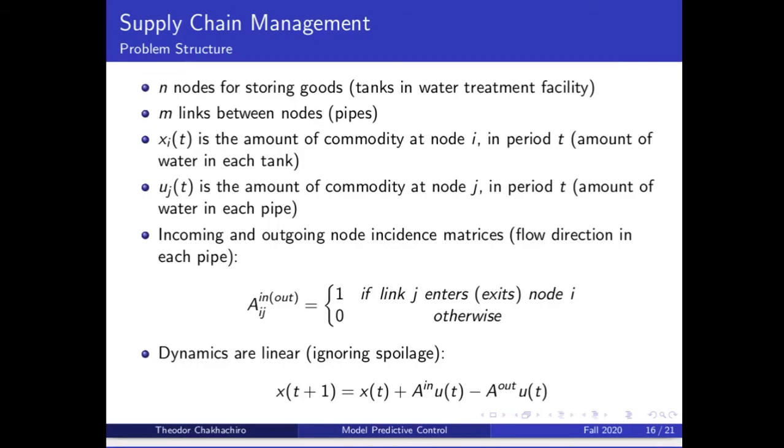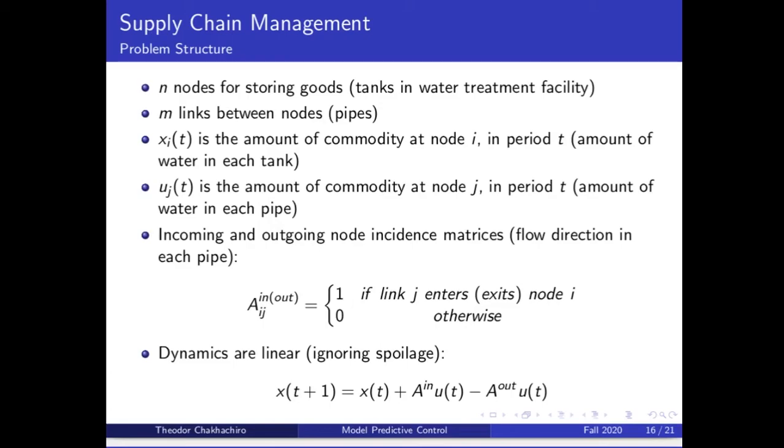In supply chain management, this is an interesting example where we can see the really good use of MPC. For example, I'm going to be taking the water treatment facility to be more precise on the terminology of these equations. First of all, let's assume we have n nodes for storing goods, which means that we have n tanks in our water treatment facility. The m links between nodes are pipes, so we have m pipes relating each tank, for example, with another tank or the exterior. x_i(t) is the amount of commodity at node i, which can be denoted as the amount of water in tank i, which is in n. And u_j(t) is the same but for pipes, so the amount of water in pipes.